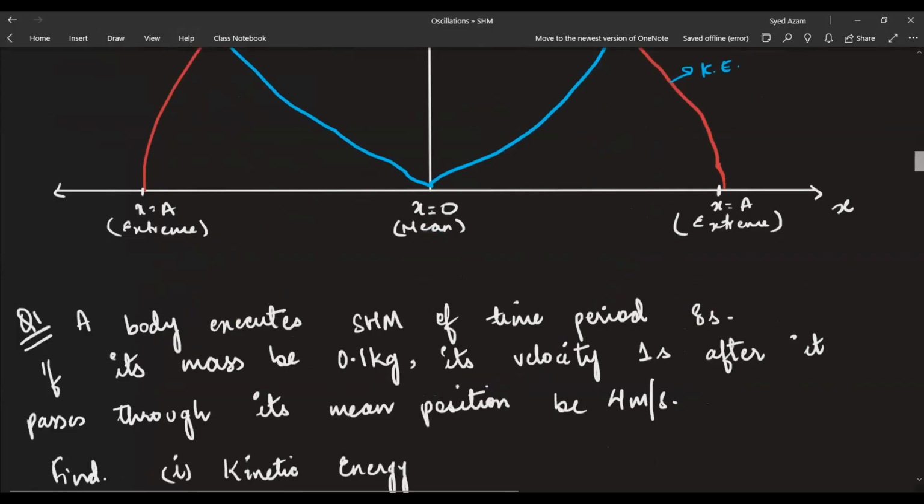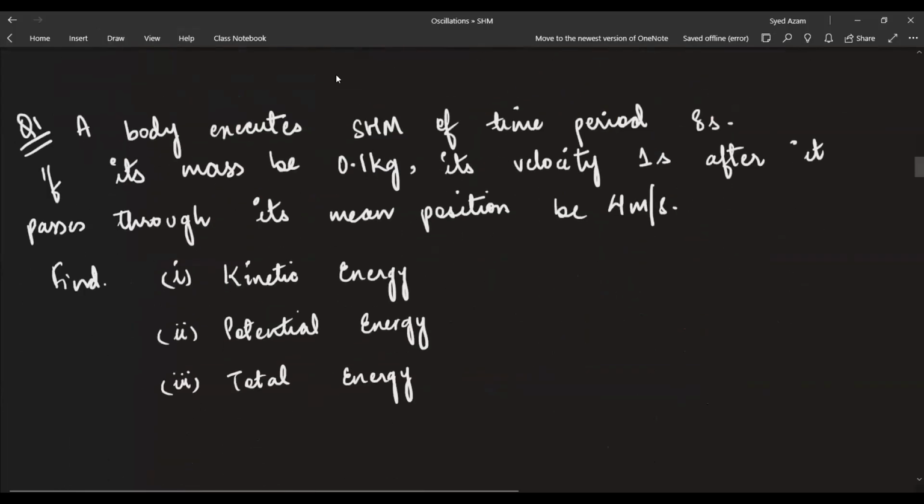See, this question says a body executes SHM of time period 8 seconds. If its mass is 0.1 kg, velocity after 1 second, as it passes through its mean position, is 4 meter per second. We have to find its kinetic energy. Okay, so what is there? A body executes SHM of time period 8 seconds. Mass is given, velocity is given, and time is given.